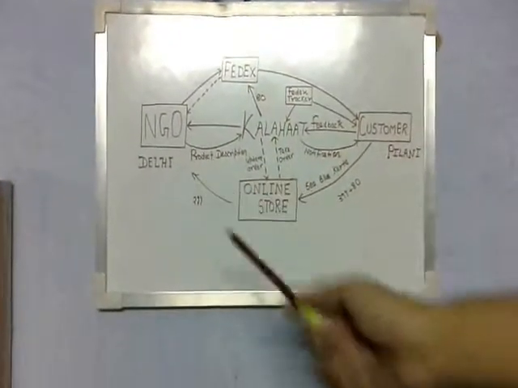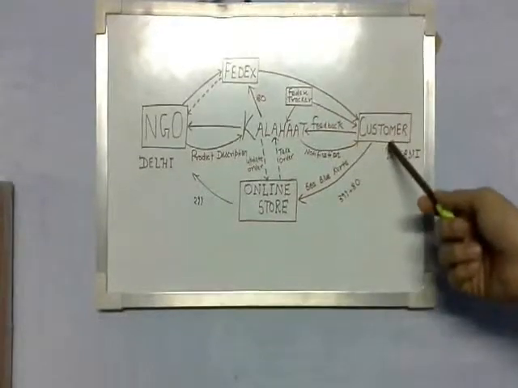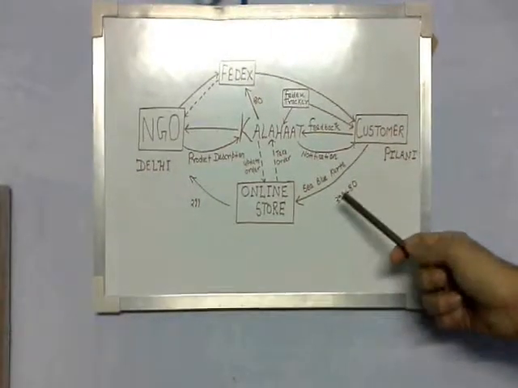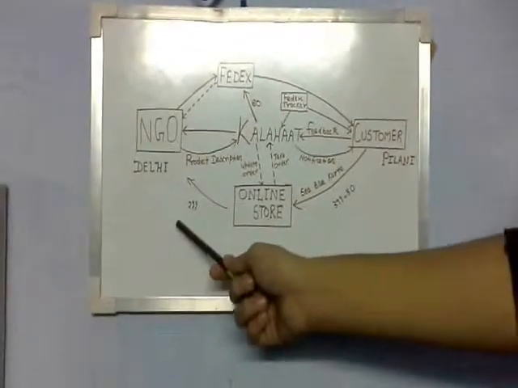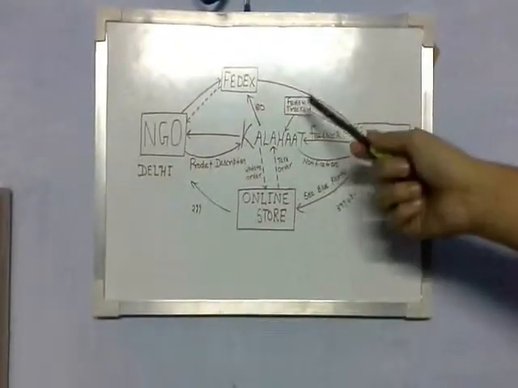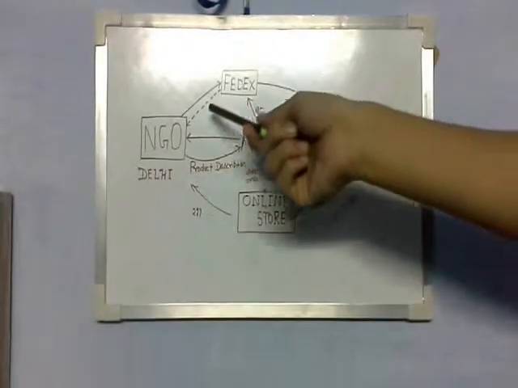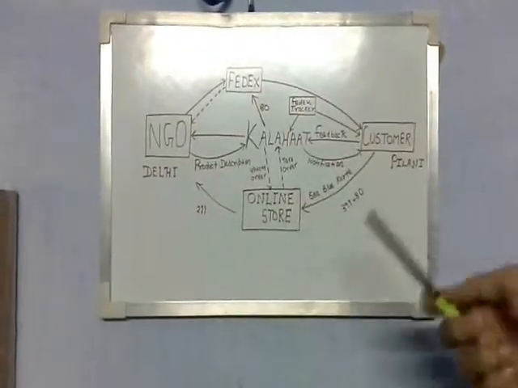During the whole transaction, Kalahart takes 399 plus 80 rupees from the customer. 399 is the product cost, and 80 is the delivery charge. Out of the 399, we have to give 299 to the NGO. Also, we have to pay 80 rupees to FedEx for delivery charges from Delhi to Pilani.